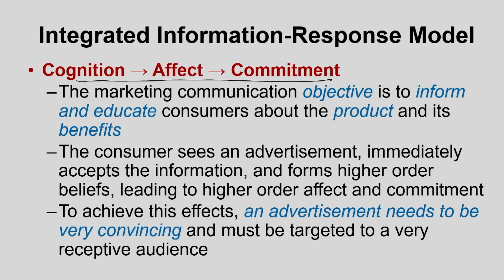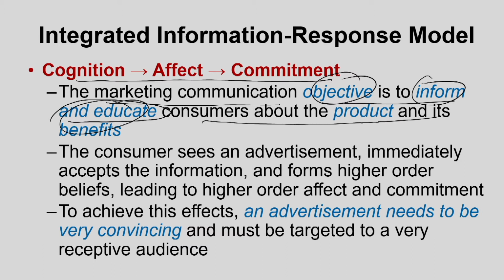The 5B path: marketer information source from the market goes to advertisement and comes to 5B. Here what happens is the marketing communication objective is to inform and to educate. Now, in the cognition, effect, commitment model or this step, the main objective of the advertisement is to inform and educate people and consumers about the product and its benefit.